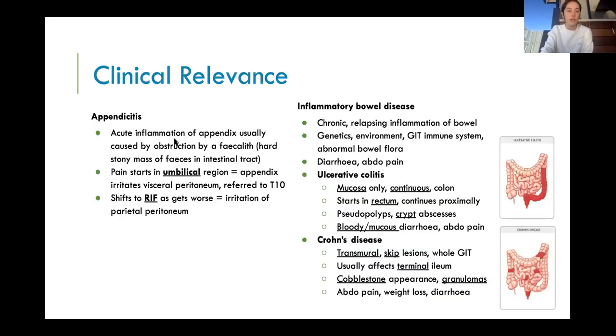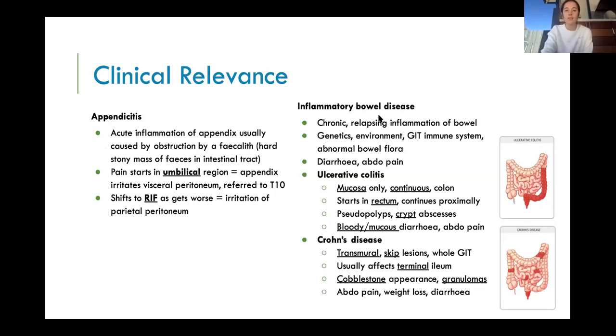So just a few little conditions. We've got appendicitis, which is what we talked about at the start. You've got this acute inflammation of the appendix. Usually it's caused by a fecalith, which is just a hard little blob of poo that gets stuck in the appendix and blocks it off. And then you get this vague pain as it's irritating your visceral peritoneum in the central area. And then when it gets worse and you irritate the parietal peritoneum, which is the localized pain, it then moves into the right iliac fossa.